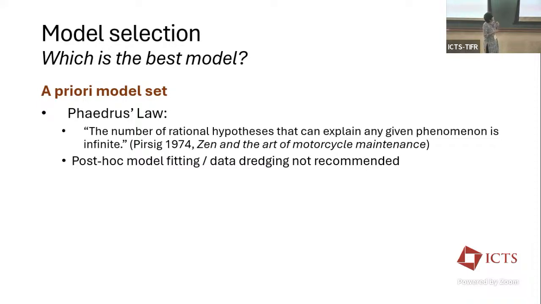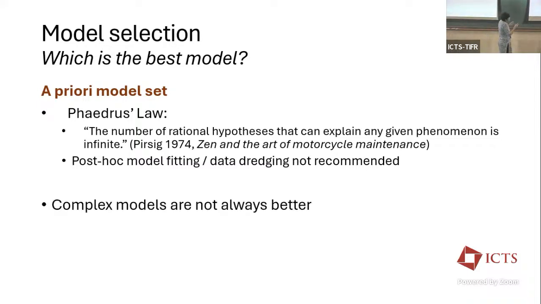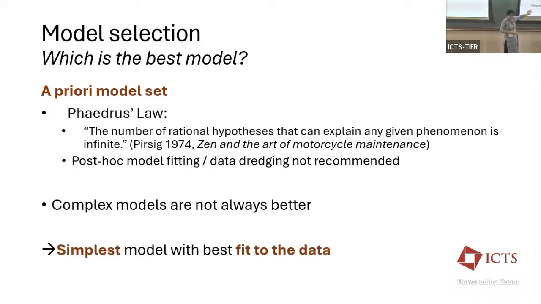Just to say, if you have any given phenomenon, there can be 1001 different explanations that you can come up with. Nowadays, with remote sensing, there can be 1001 different variables that you can come up with, which is why it's really, really important to have your a priori model set and go in with a question in hand. Complex models are not always better. What we're looking for is the simplest models with the best fit to the data. How do you get the simplest model with the best fit to the data? Varun will talk about that a little bit more later.